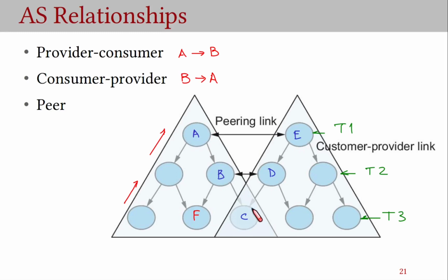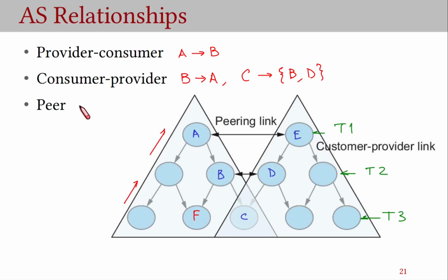And then there is also another consumer-provider relationship, let's say C to both B and D. In this case, C will advertise its prefixes to both B and D, but it will not advertise the routes it learned from B to D or the routes it learned from D to B, because then it would be acting like a transit AS, and it's going to pay to these providers, and we have discussed it before as well.